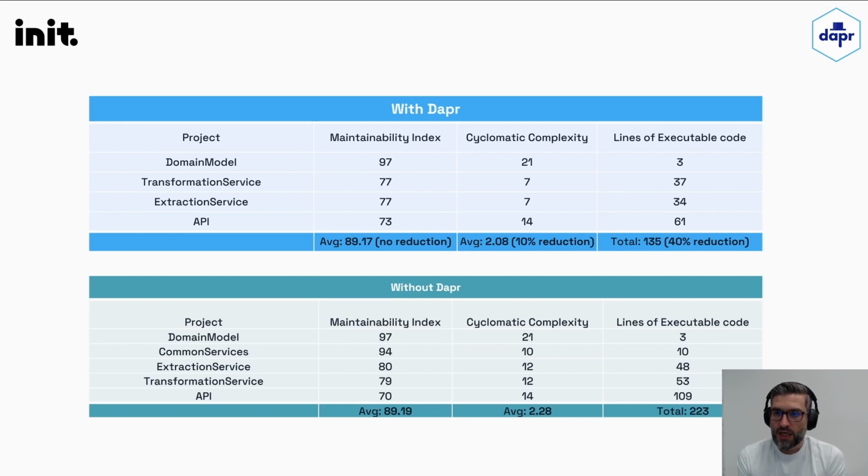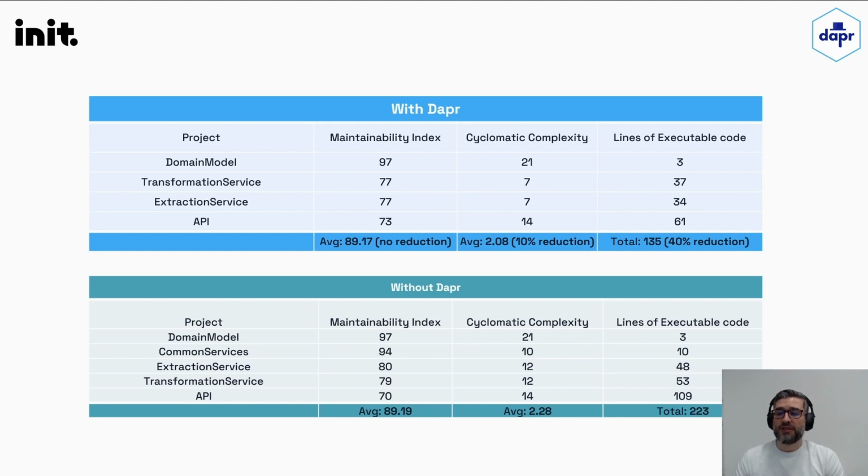On the cyclomatic complexity, we got around a 10% reduction, which is quite good, and I'm really happy with that. I think the main reason for that is that we removed the dependency injection for the common services. And the most important thing is the reduction of the lines of executable source code. We got a 40% reduction for this project, and that is a great number, but of course, this project is not a real project and does not have all the business logic that is implemented in a real project.